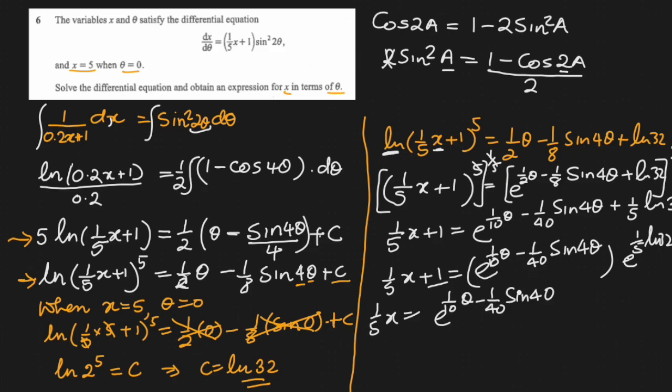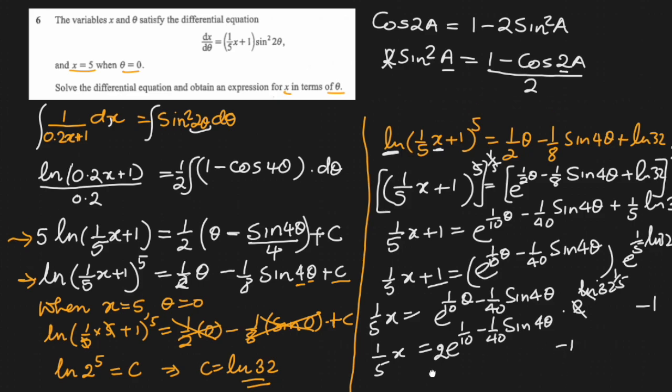Why did I separate these two? Because they don't have natural log. This has natural log, that's why I've separated this. E to the power natural log 32 to the power 1/5, and this plus 1 will come to the other side, minus 1. So it comes out to be 1 over 5x equal to e to the power 1 over 10 minus 1 over 40 sine 4 theta. And here natural log and e will cancel out each other, and 32 to the power 1/5 is just 2. That 2 I will write in front, minus 1.